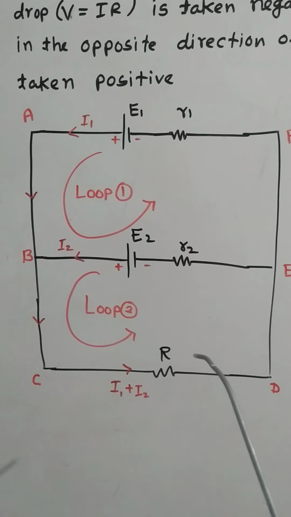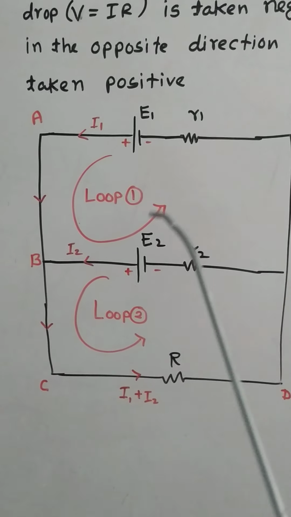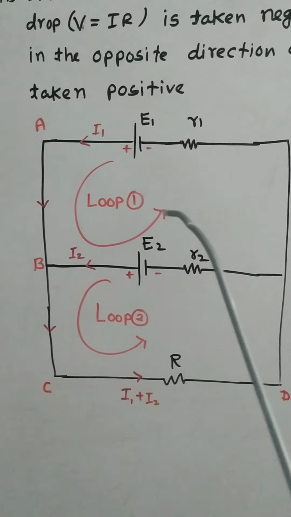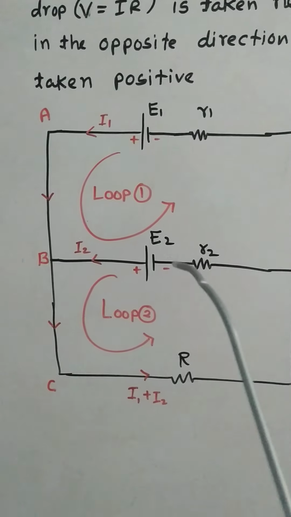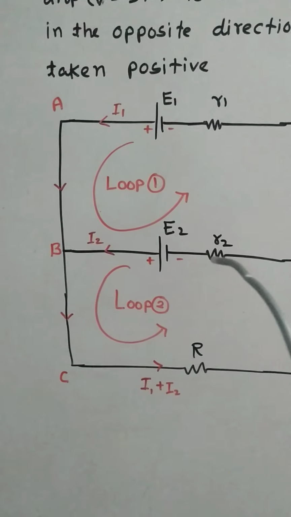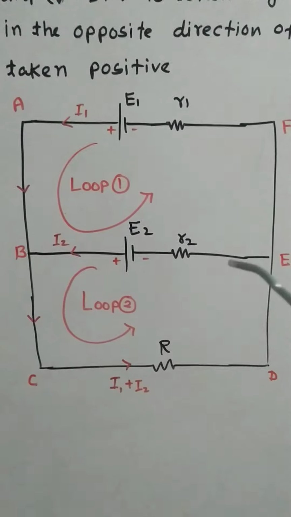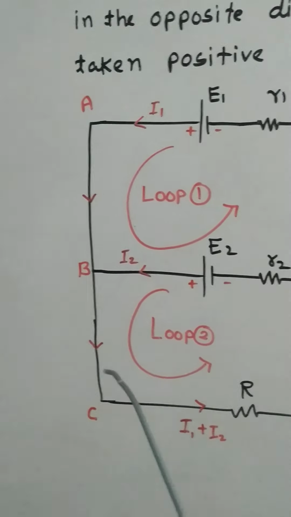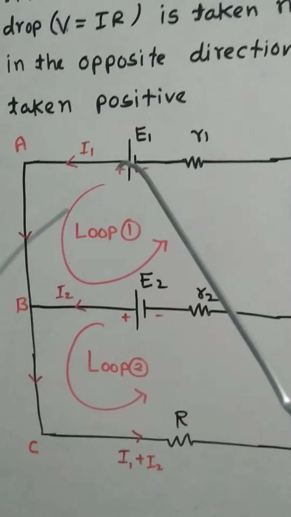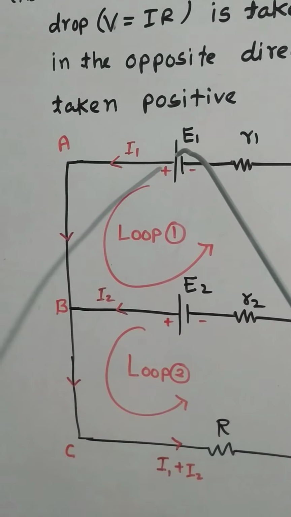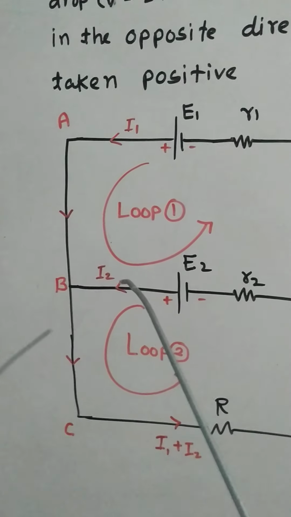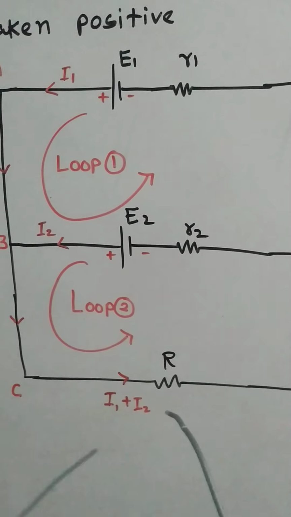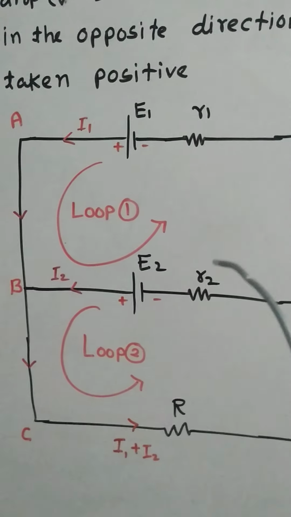Whatever is written with black pen will be given in the question, and the things written with the red pen, we have to write for our convenience. So we mark the points as A, B, C, D, E, F. We mark the current from cell E1 as I1, from cell E2 as I2, and the total current through the external resistance as I1 plus I2. We also take the loops.